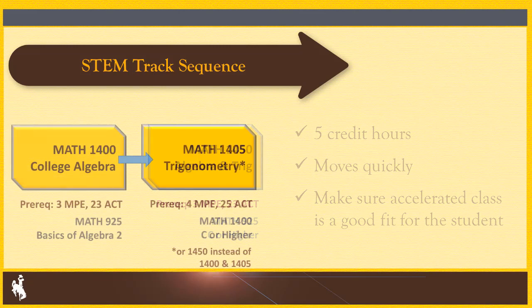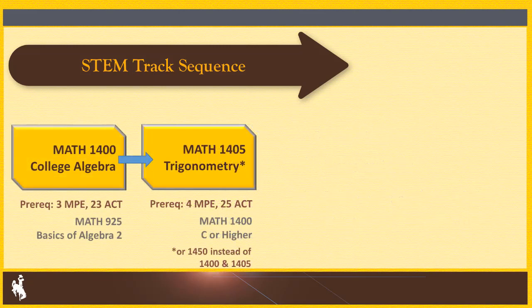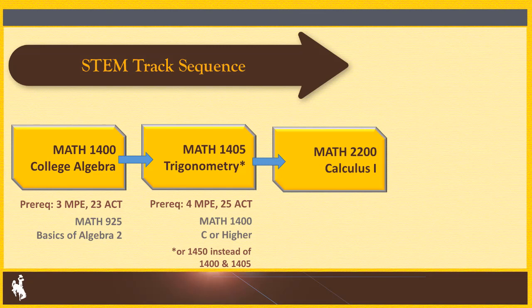The next class in the STEM math sequence is Math 2200, Calculus 1. The prerequisite can be met with a 5 MPE, a 27 Math ACT, or a C or higher in Math 1405 or Math 1450. In addition to these math courses, students in STEM fields need to complete a statistics course.